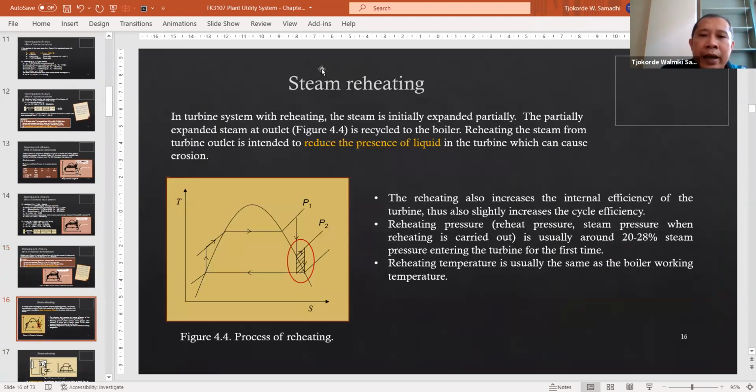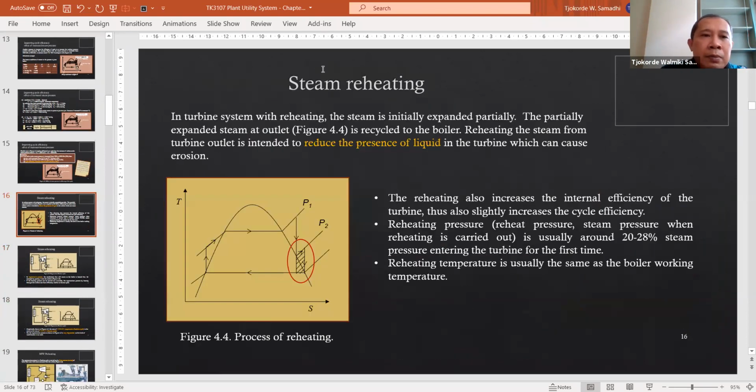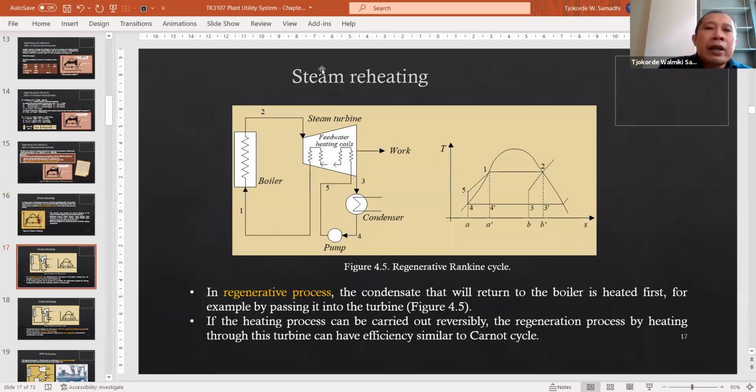Right? And you also learn about this concept of steam reheating. Real life steam turbine does not consist of just one stage, but it consists of several expansion stages. And in between those stages, we can perform reheating to improve. Again, the overall objective is always to improve thermodynamic efficiency.